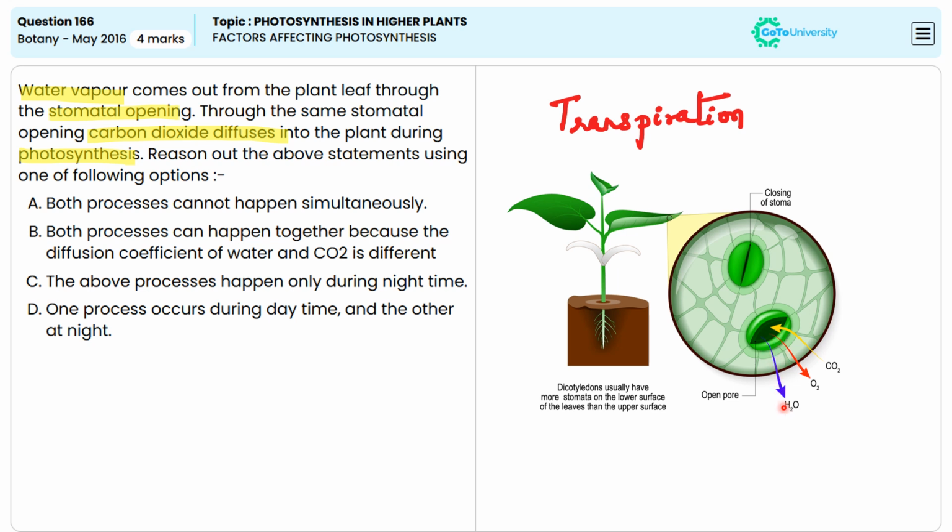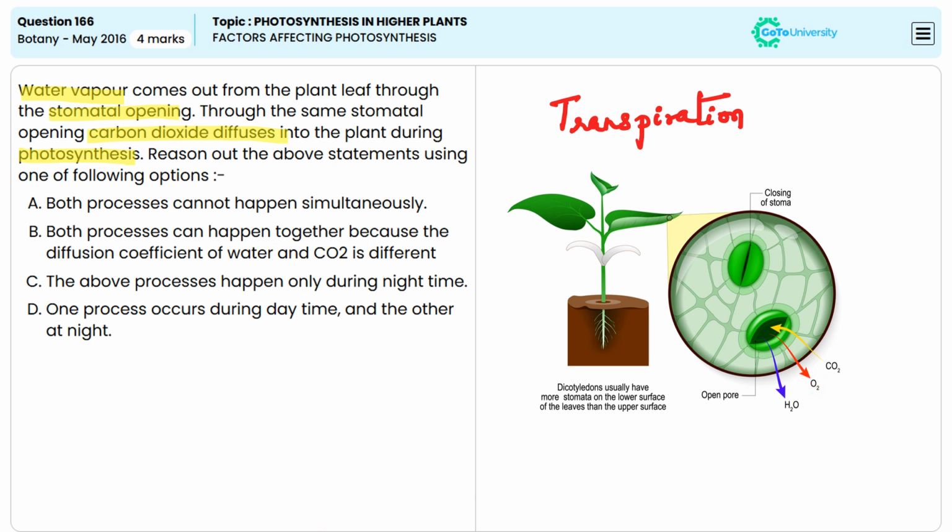Coming to transpiration, water vapor exits the leaf through stomatal pores, and this occurs as a result of plants' need to release excess water, and it is driven by the difference in water vapor concentration between the inside of the leaf and the atmosphere. Coming to photosynthesis, the carbon dioxide is absorbed from the atmosphere through the stomata and gets converted to carbohydrates and releases oxygen into the atmosphere.